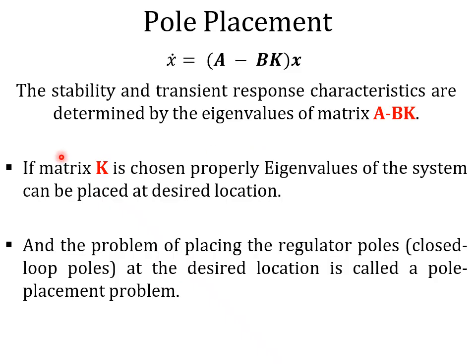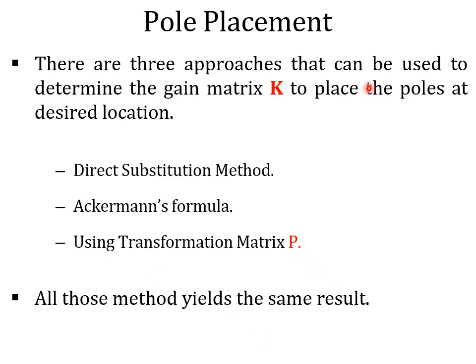Their eigenvalues. If matrix K is chosen properly, eigenvalues of the system can be placed at any desired location. The problem of placing the regulator poles, the closed loop poles, at the desired location is called the pole placement problem. We have three approaches that can be used to determine the gain matrix K to place the poles at desired locations. The first method is the direct substitution method. The second method is Ackermann's method or formula. The third method is using the transformation matrix P. All these methods yield the same result.